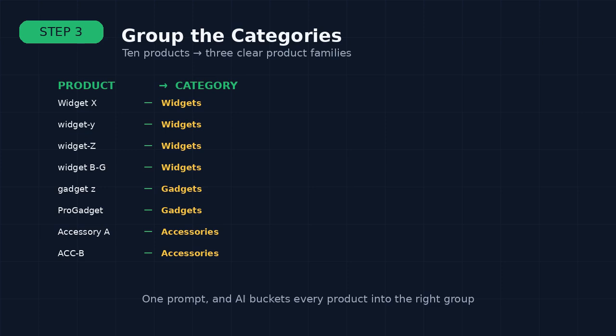Next, let's group our categories. Our sheet lists a dozen product names that really belong to just 3 families. Ask the AI to group them, and it writes a formula that buckets every product into the right group. Now, instead of a scattered list, we have 3 clean categories we can actually analyze: widgets, gadgets, and accessories.